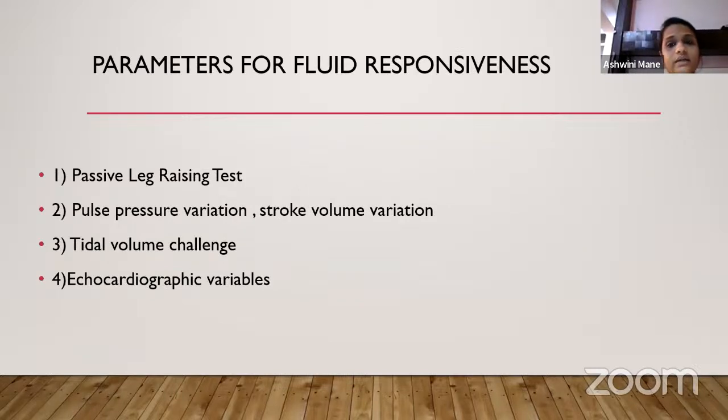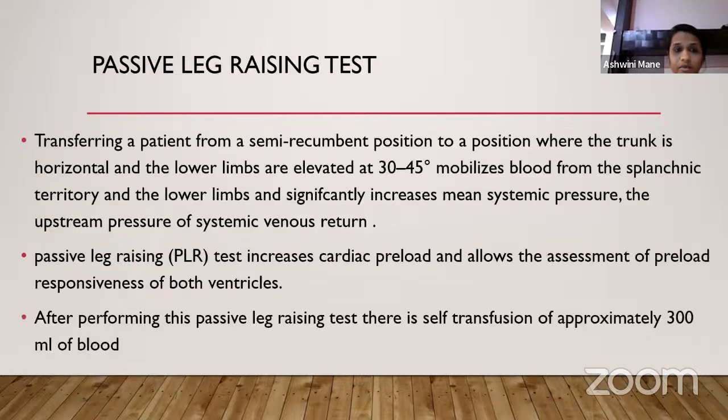So by now we understand it is very important to know which patients are fluid responsive and which are not. Because if we are giving fluid to a patient who is not fluid responsive, it will cause fluid accumulation, and it will cause an increase in mortality. There are parameters for determining fluid responsiveness, like passive leg raising, pulse pressure variation, stroke volume variation, tidal volume challenge, and the echocardiographic variables. We'll see all these parameters one by one.